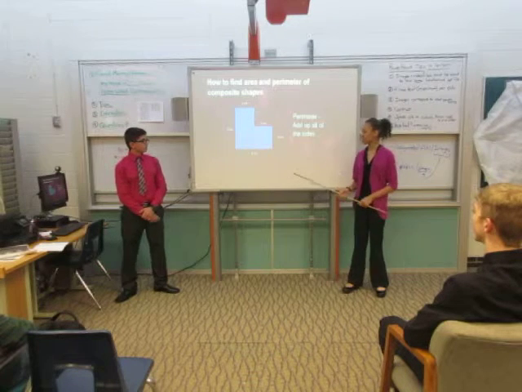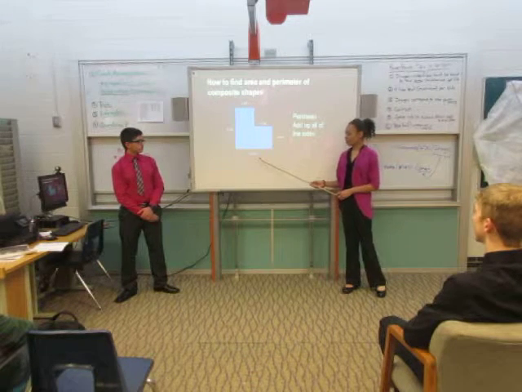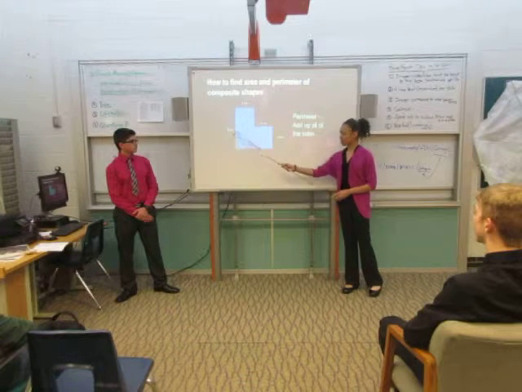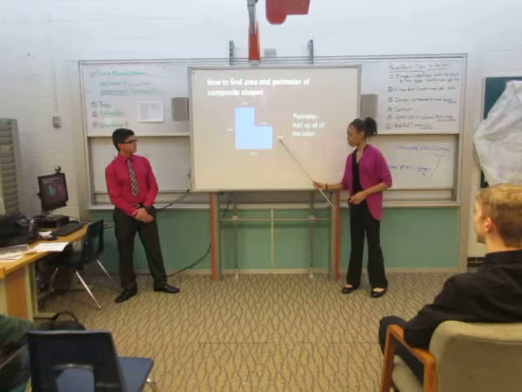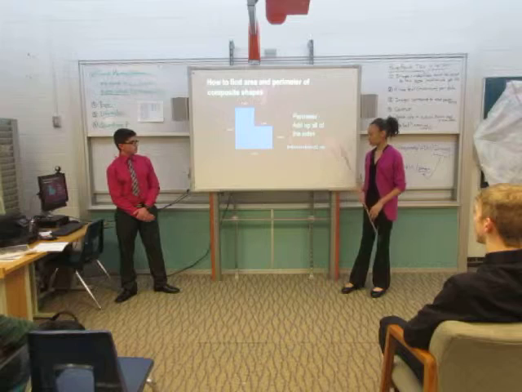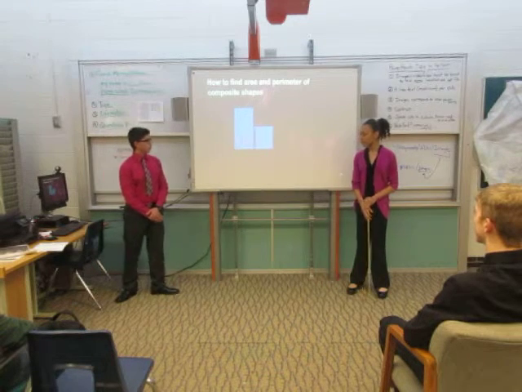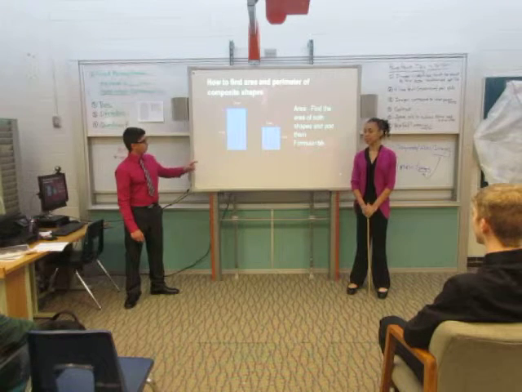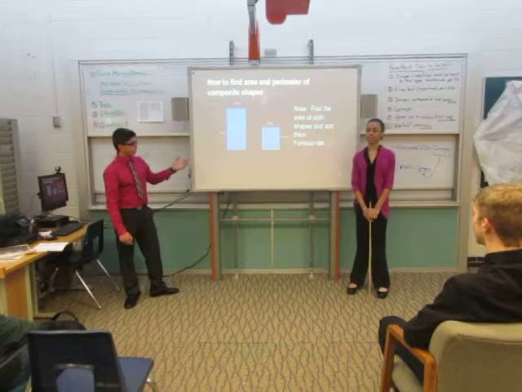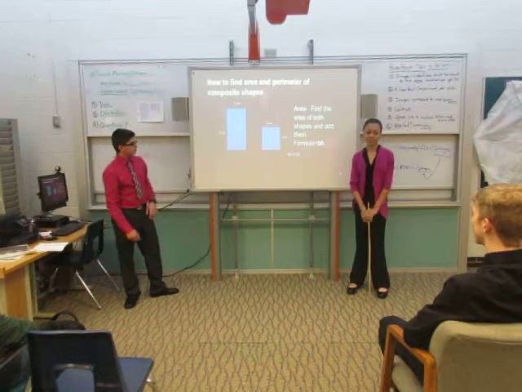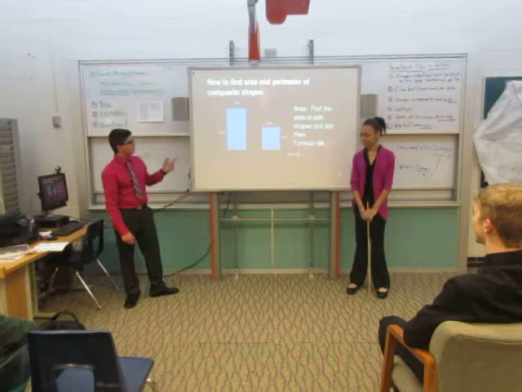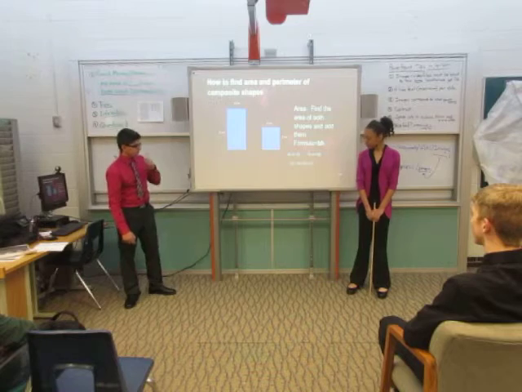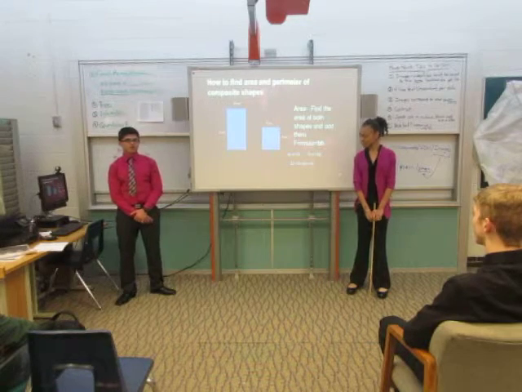So to find the perimeter of the shape, you would have to add all the sides together. So it would be 8 plus 8 plus 4 plus 4 plus 4, and that equals 32 centimeters. To do the area, you can just separate the two shapes and then find the area of both of them. So the rectangle's area is 32 centimeters squared, and the square is 16 centimeters squared. If you add them together, you get 48 centimeters squared.